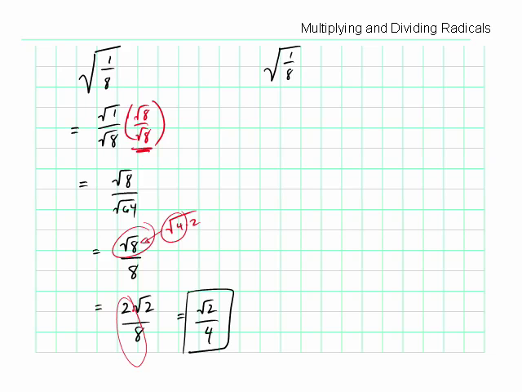Another method is to do it this way. I use the quotient rule again and write it as square root 1 over square root 8. But remember, my goal is to create a perfect square down here. I want a perfect square there, and so if I multiply 8 by just 2, I can make a 16. That's a perfect square. So I'm going to multiply this by square root 2 over square root 2, because 8 times 2 is going to be a perfect square.